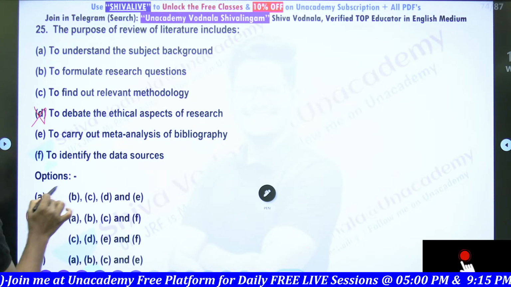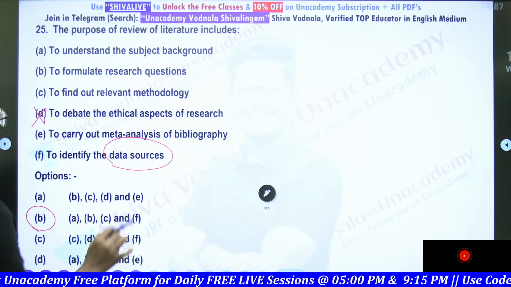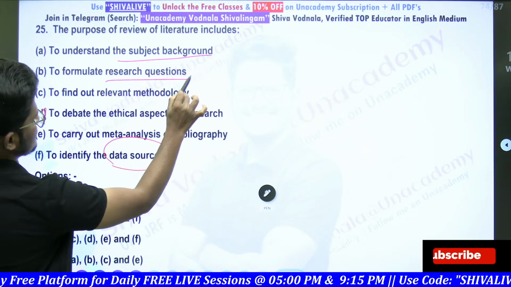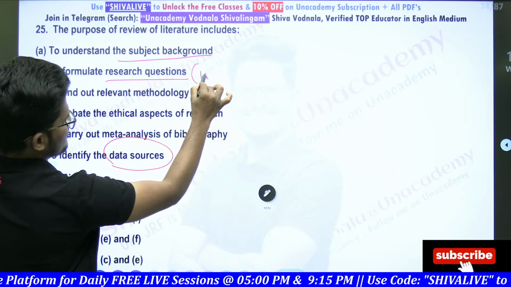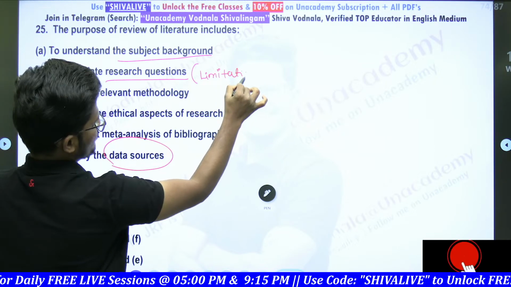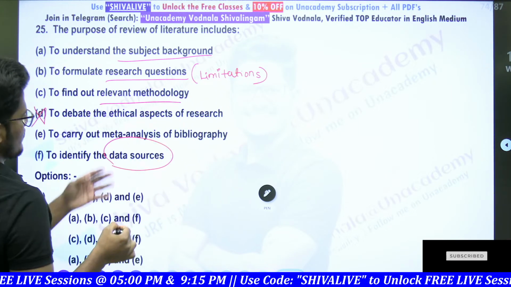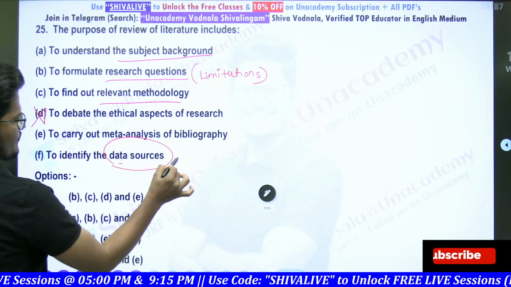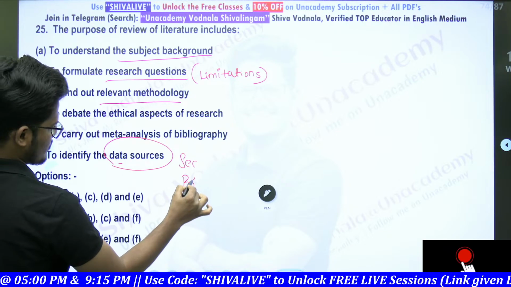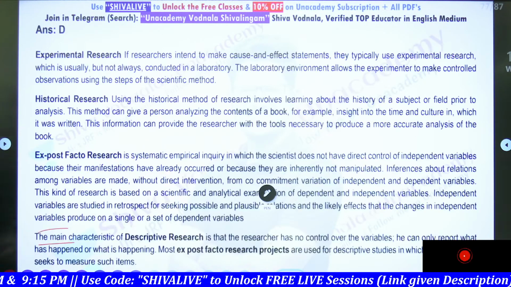And they are given as in to identify the data sources from where they collected data. Mainly to get subject knowledge. Subject background, research new question, because from the limitations of the past studies we can create research gaps. And relevant methodology and data sources, whether secondary or primary data, from which source they have collected data, that methods also we will get to know.